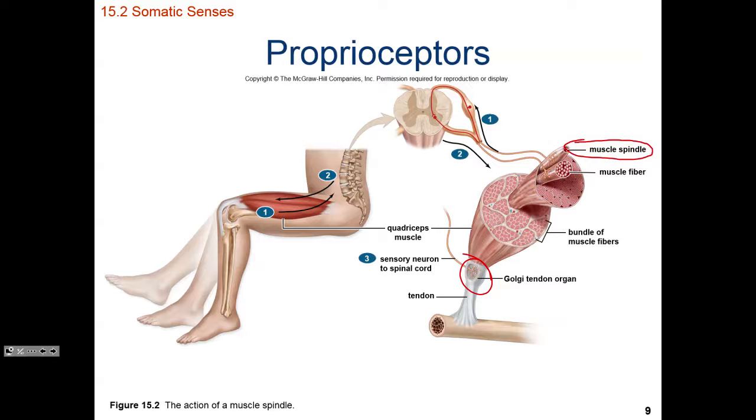This Golgi tendon organ, in addition to measuring the tension on the tendon, can also send a kill switch, a kill signal, to our central nervous system. And it tells us to stop contracting the muscle if there's too much tension on the tendon, if we're in danger of ripping our tendon from our bone.